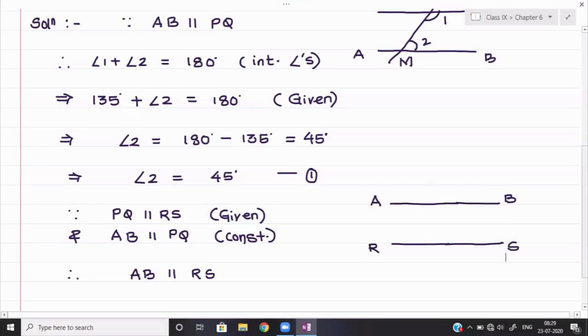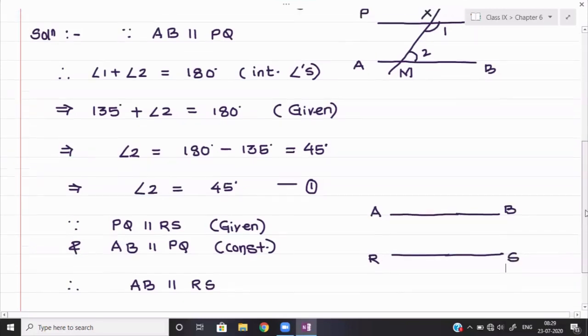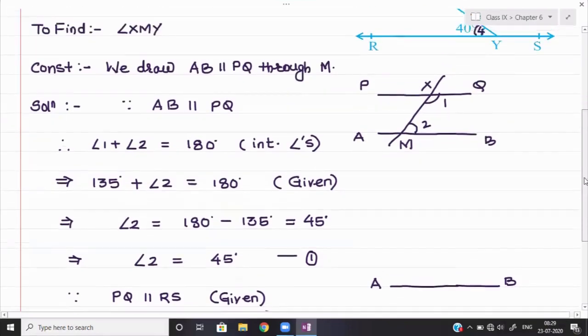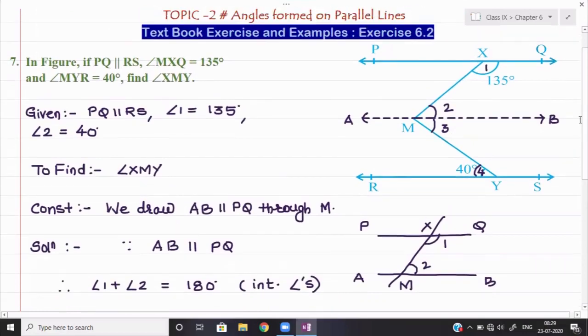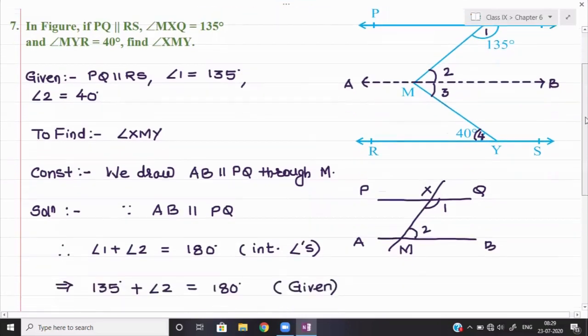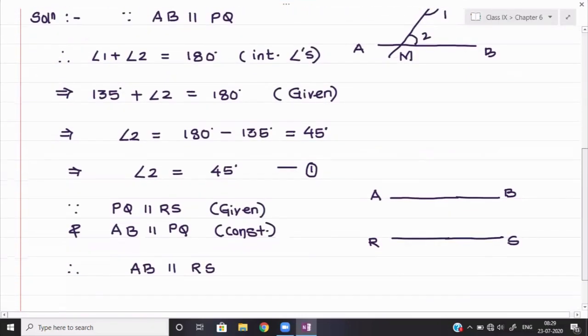Okay, now observe there is one transversal intersecting AB and RS. Look at the main figure. Who is intersecting? MY. Observe, AB and RS are intersected by a line at points M and Y. So if a line intersects AB at M and RS at Y, I can say that MY is a transversal. It is intersecting in such a way.